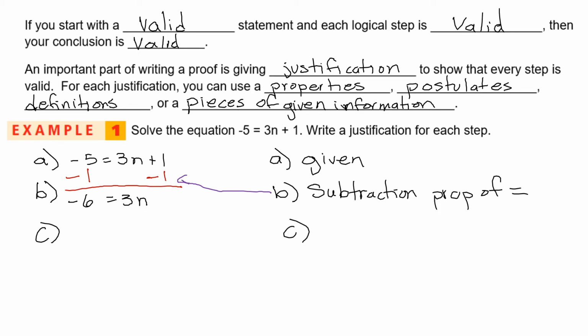So right now we have -6 equals 3n. What would we do next to solve? We would divide by 3 on both sides to get -2 equals n. And again, what we did right there is what goes for our justification. We divided, so that's the division property of equality.